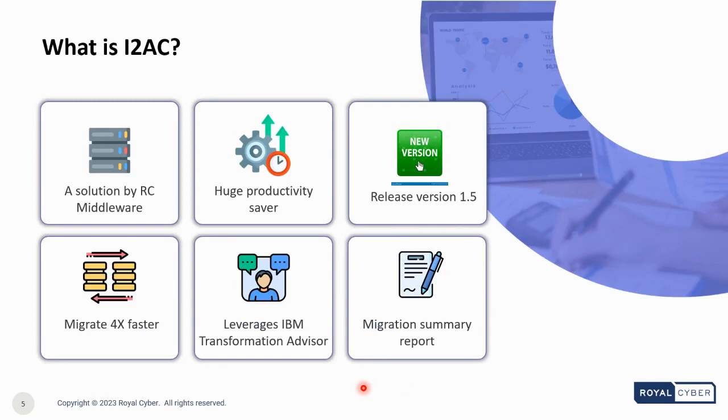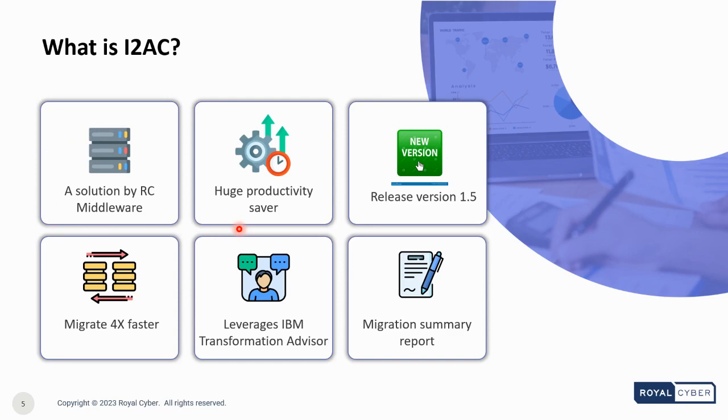Now, for those of you who are attending this webinar for the first time, what does I2AC really mean? Let's get into the topic. I2AC stands for IBM to App Connect, a migration accelerator developed by the Royal Cyber Labs, and it is useful to fast track the completion of your IIB to ACE migration project. It is a very simple yet powerful utility which simplifies the whole migration process, resulting in huge productivity savings for the team, to the tune of nearly 4 times.